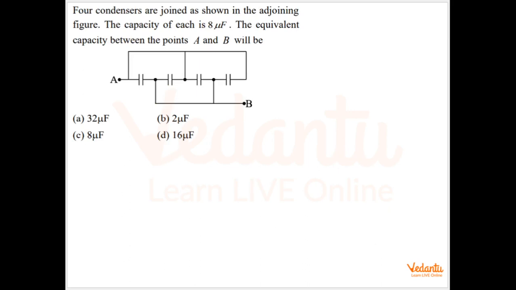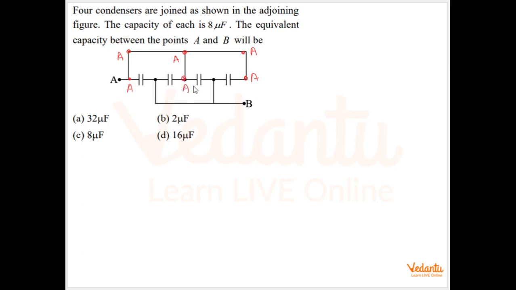Next is this question. In this, 4 capacitors are joined as shown in the figure. Each has a capacity of 8 microfarads. We have to calculate the equivalent capacitance. Now in such cases, we will just have to name the points and redraw the circuit. This point will be A, this point will also be A, and so on for all of these points. All of these points are directly connected to A without any other points in between.